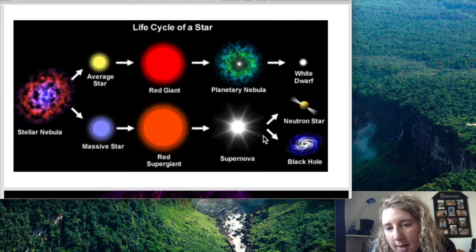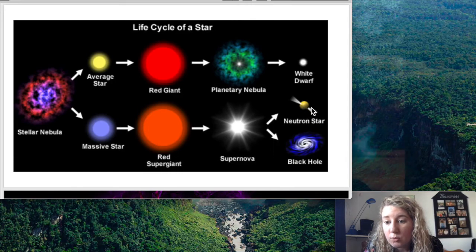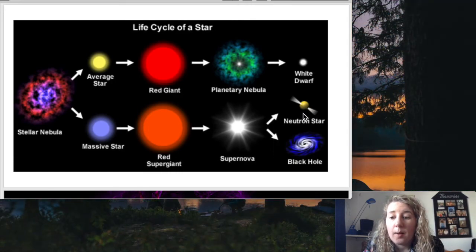So if the core that's left is less than three times the mass of the Sun, then the core will become something called a neutron star. And if it is more than three times the mass of the Sun, then the thing that's left over will become a black hole. But today we're mainly focusing on this stage here, the supernova stage.